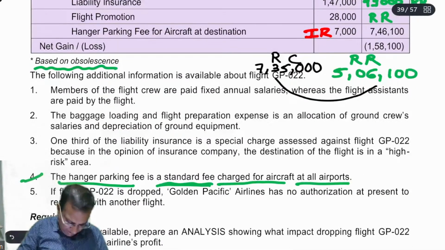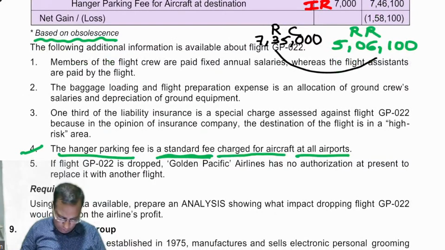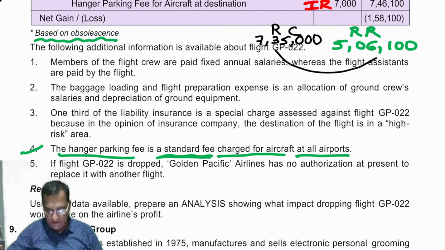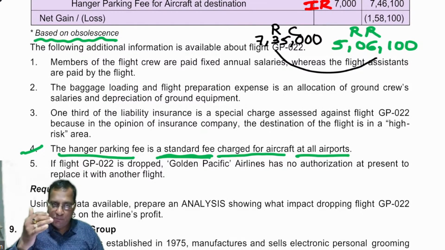Okay, so this is what was asked, beta: using the data available, what impact dropping the airline would have on the airline profit. If we drop this airline, then definitely we will incur some extra cost, and that cost will be 7,35,000 minus 5,06,100. It will be 2,28,900. Whatever profit we are earning, that profit will get further reduced.